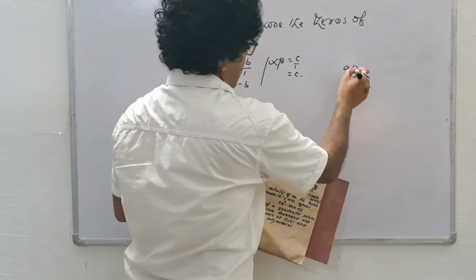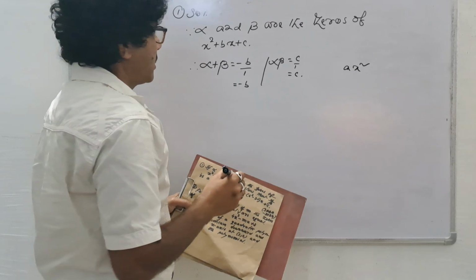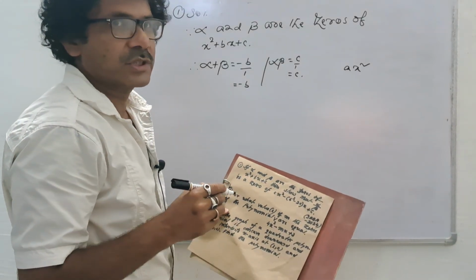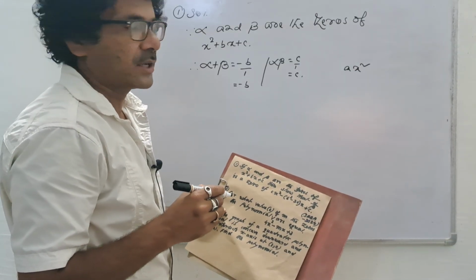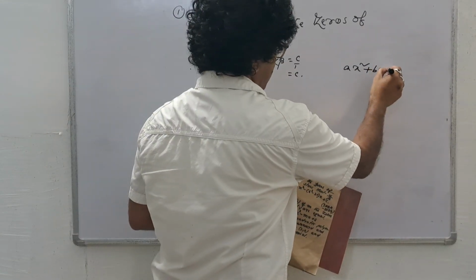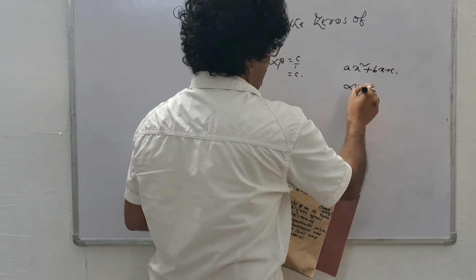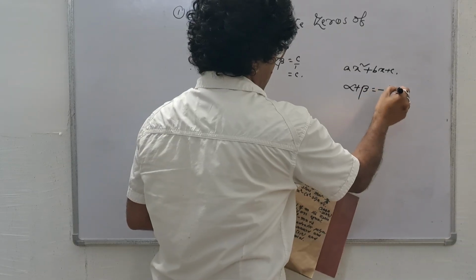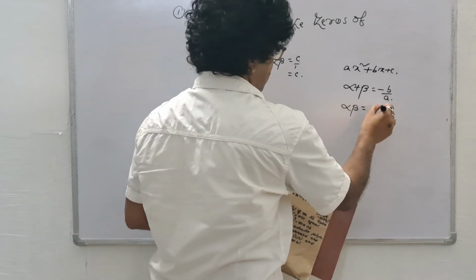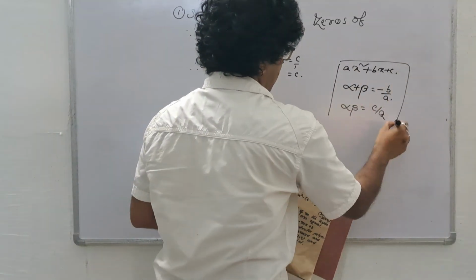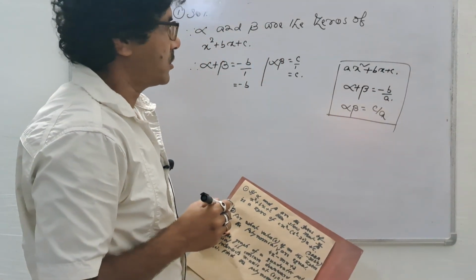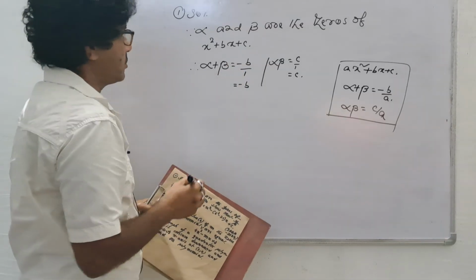You see, in my last video I discussed the relationship between the zeros and the coefficients of the variable. Once more I am just showing this relation. If alpha and beta are the zeros of this polynomial, this relation is alpha plus beta is equal to minus b by a, and alpha multiplied by beta is equal to c by a. This is the relation between the zeros and the coefficients of the polynomial. So here I have used this relation.